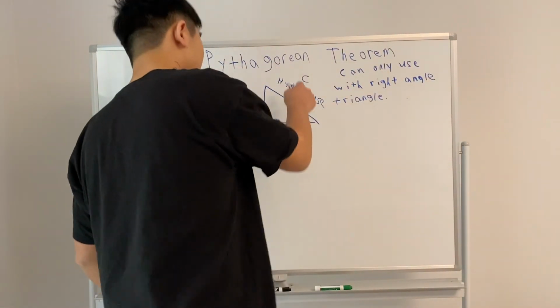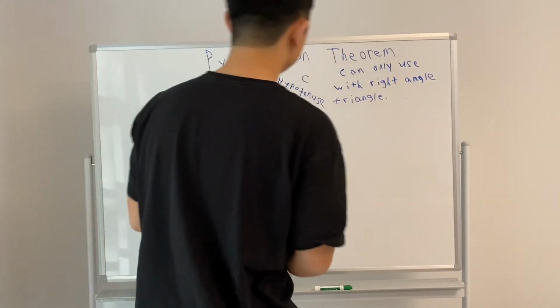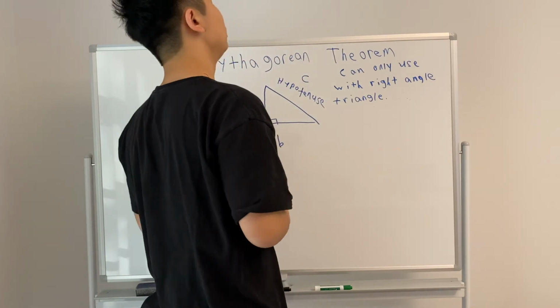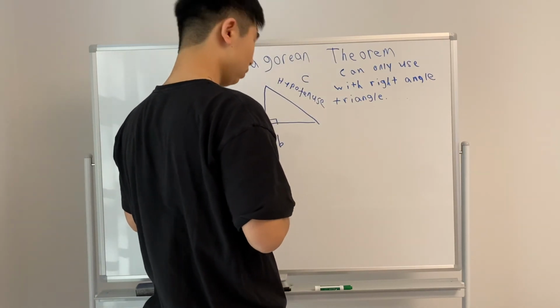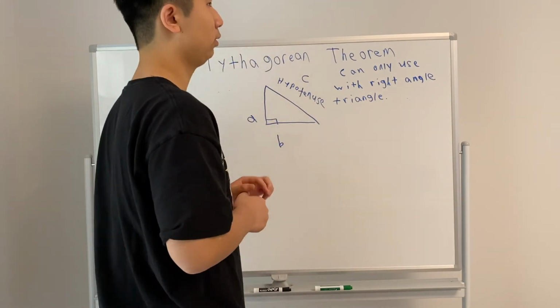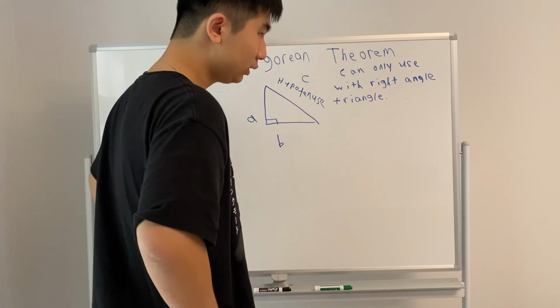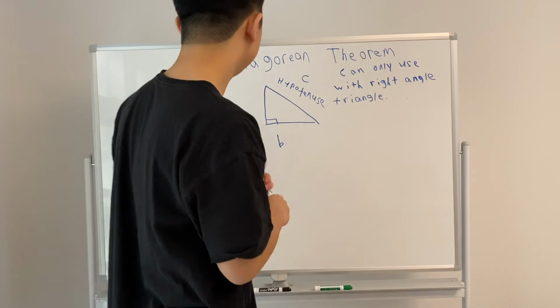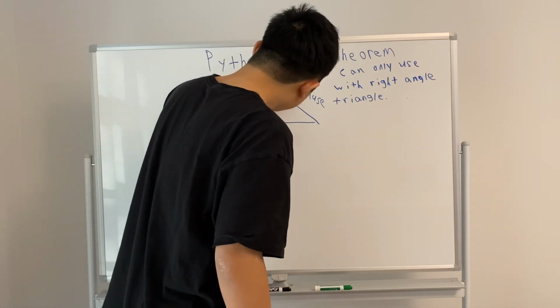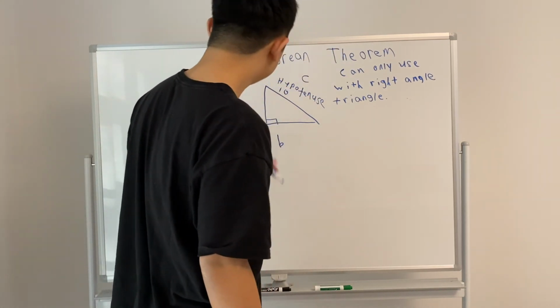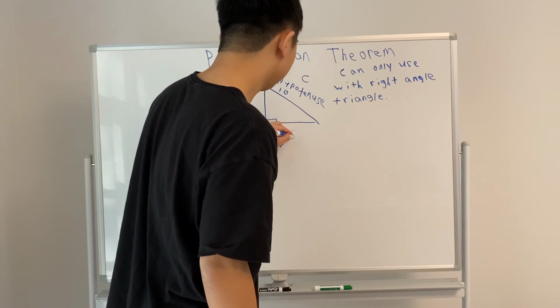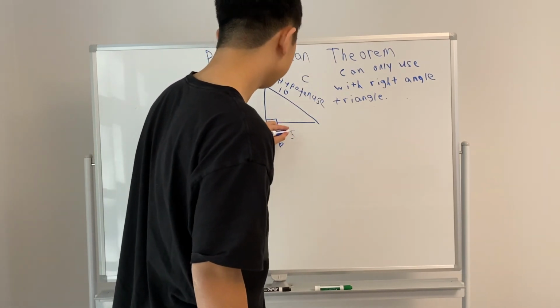Let's say we know what the hypotenuse is. Let's say it's, trying to think of a good number. The hypotenuse has to be, okay, let's say it's 10. And let's say B is 5. Solve for side A.